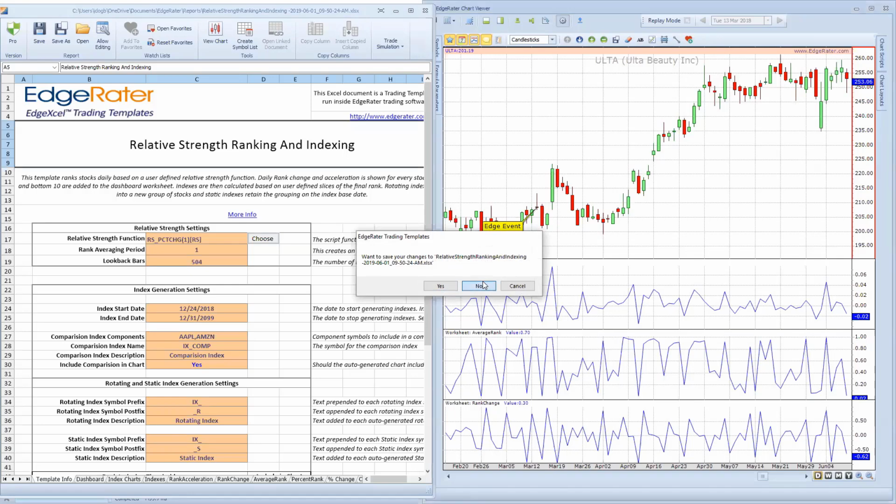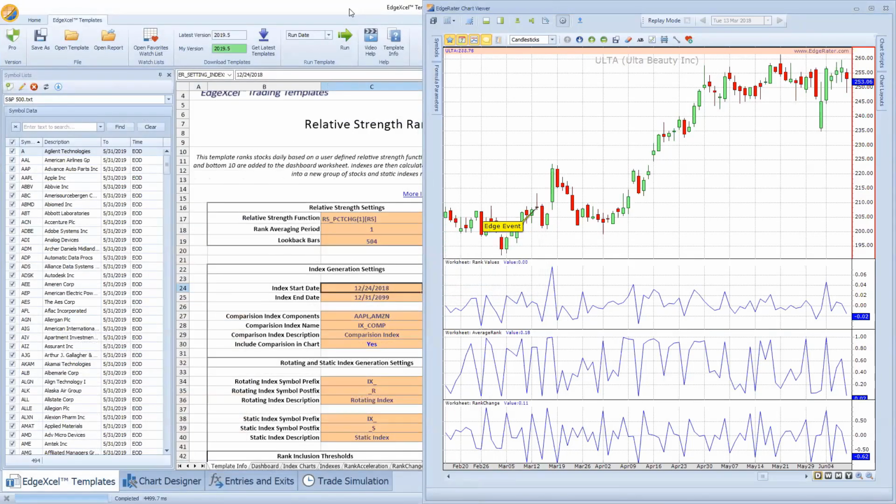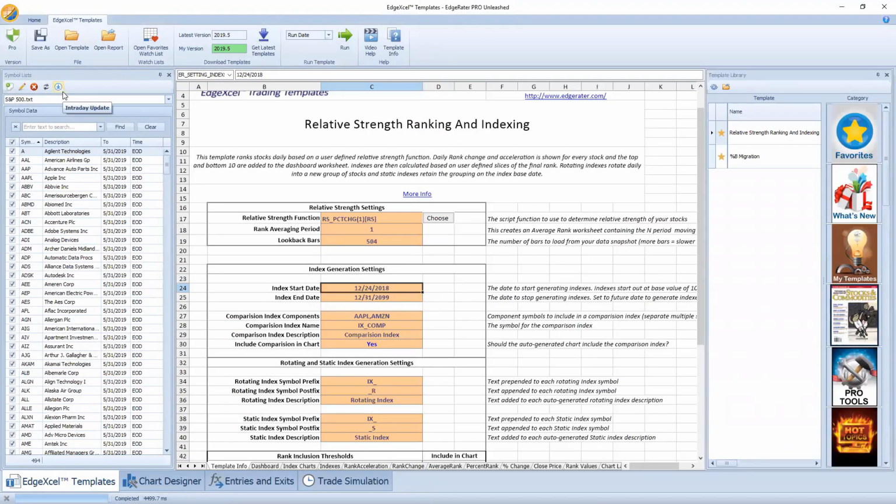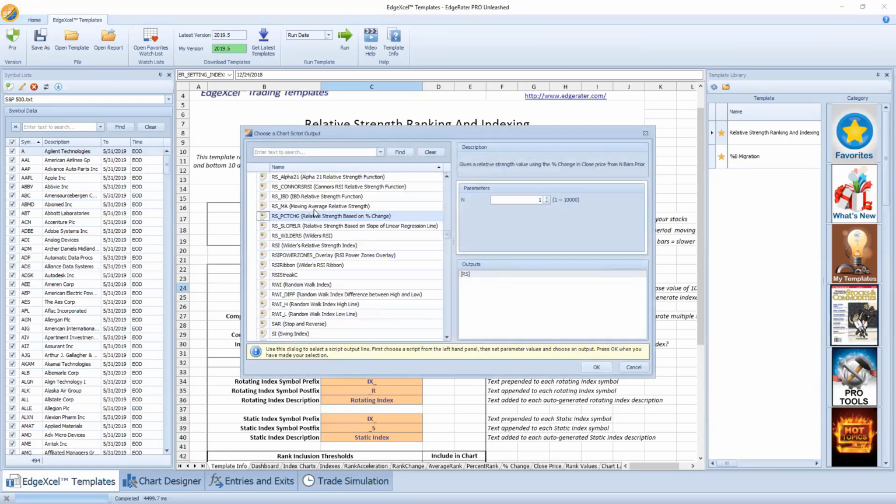Let's do a little example of what you would need to do. You've got the S&P 500 list. And we're going to use the same date, 12/24. We're going to use alpha 21 ranking. And there's a little description here. Alpha 21 relative strength function gives the relative strength value based on percent change over four time periods, 5, 10, 15, and 21 bars, with different weightings applied to the different time periods.